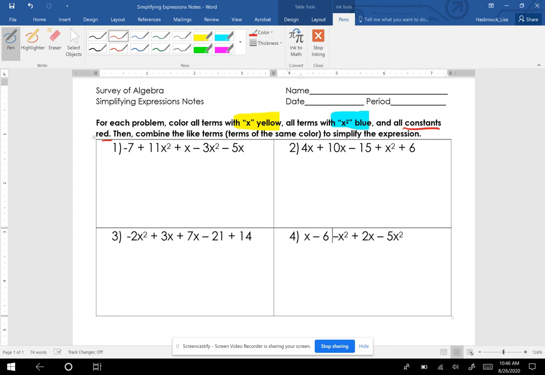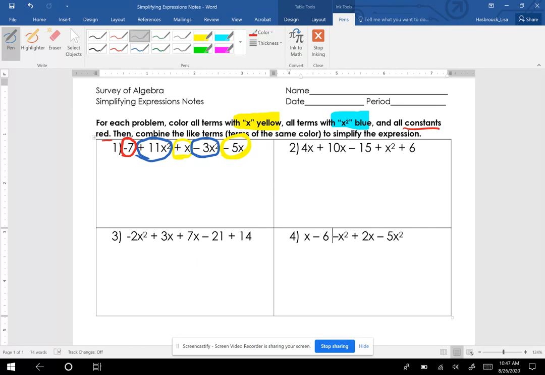So let's go ahead and start with problem number 1. I am going to color all X terms yellow. So I'm actually going to circle them in. And notice how I'm circling in the sign in front of it, because the sign in front of it is really important as well. X squareds are blue, and remember again, I'm going to circle in those signs in front. And then constants are red. Now we can combine terms of the same color.